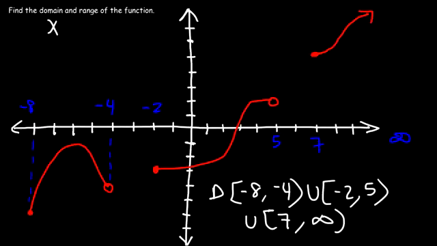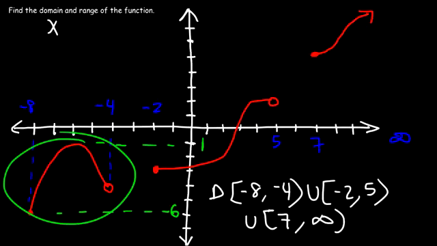Now let's focus on the y values, the range. So let's focus on this one. The lowest value that I see here is -6. Now, this is not the highest value of this function, so I'm not going to worry about it. The highest value is here, which is at 1. So this graph includes everything from -6 to 1.